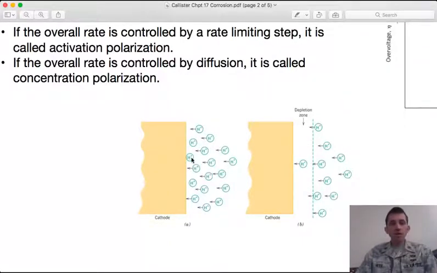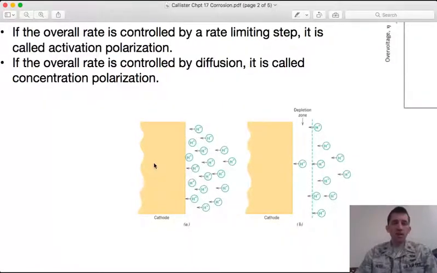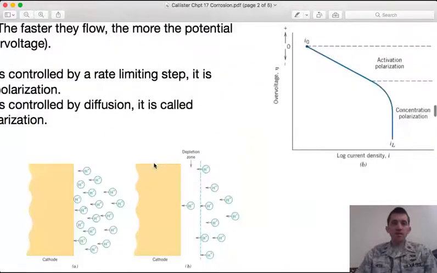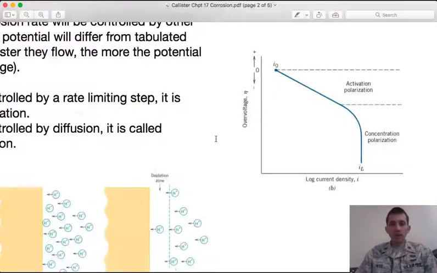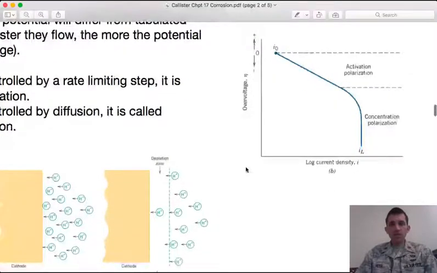It could be, and if it's the case where one of those steps has a higher activation energy, meaning that it is more difficult to proceed through that step, then that will become the rate limiting step. And if that's the case, then you're in a regime that is called activation polarization. And so that's characterized, if you look at a graph here, of current density versus overvoltage, right?